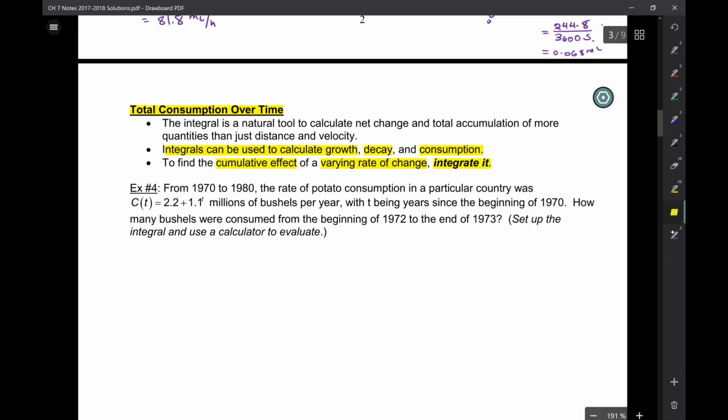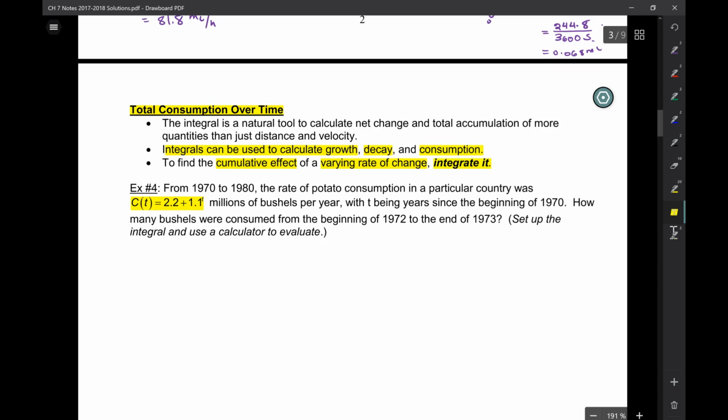Just integrate. So look, from 1970 to 1980, the rate of potato consumption in a particular country was this many millions of bushels per year. Yes, it's measured in bushels per year. A bushel of potatoes is a sack of potatoes. So this is how it was changing right here.